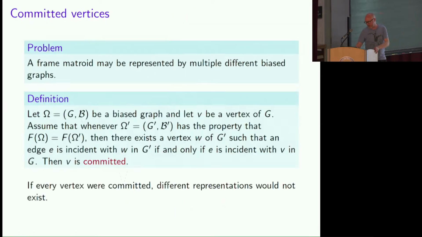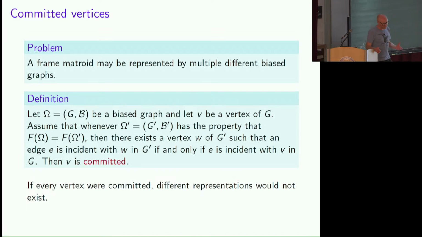So why do we care about this? We care about it because frame matroids can be represented by a large number of different biased graphs. This is a problem. It's always a problem in matroid theory when a matroid can be represented in many different ways. It makes it much harder to analyze that class. So in Jeff's talk, when he was talking about a stabilizer, what that stabilizer was doing was controlling different representations. That's what we want to do for frame matroids. We want to get control over the different representations.